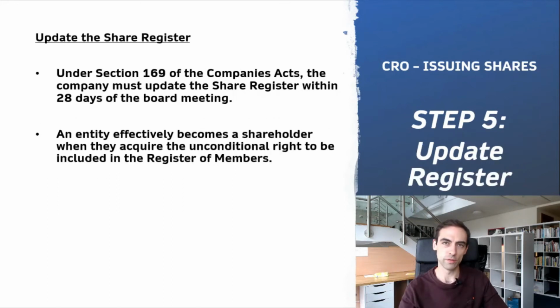Step 5, don't forget to update the share register that the company should be holding at its registered offices. Under Section 169 of the Companies Act, the company has to update the share register within 28 days of the board meeting. An entity, that's a person or a company, effectively becomes a shareholder when they acquire the unconditional right to be included on the register of members. So this is a pretty important step, and most people for some reason overlook it.